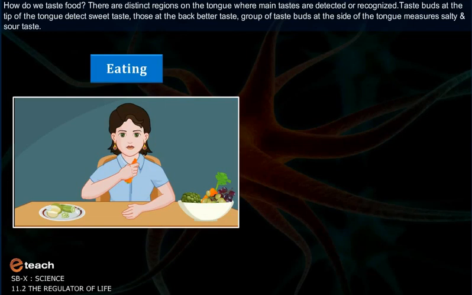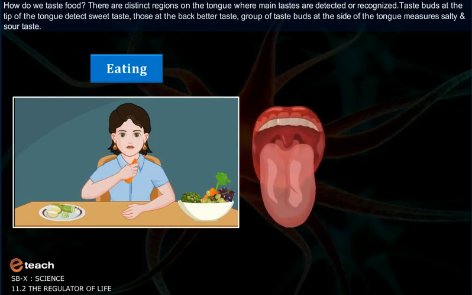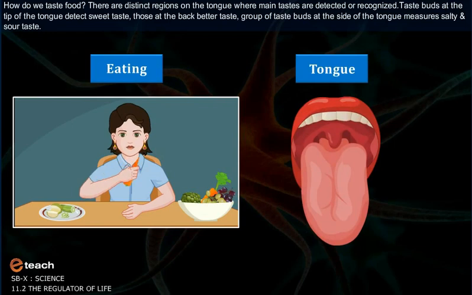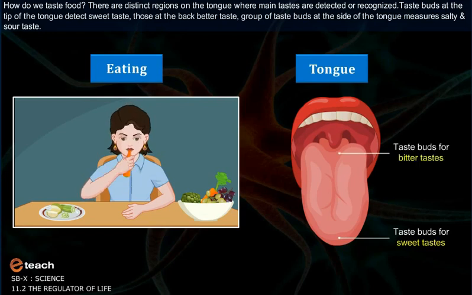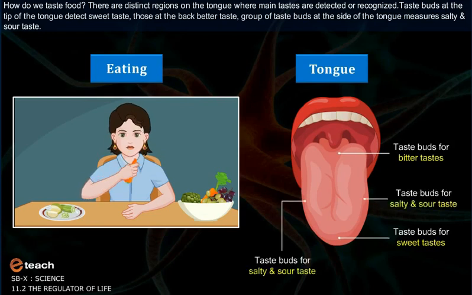How do we taste food? There are distinct regions on the tongue where main tastes are detected or recognized. Taste buds at the tip of the tongue detect sweet taste. Those at the back detect bitter taste. A group of taste buds at the side of the tongue detects salty and sour taste.